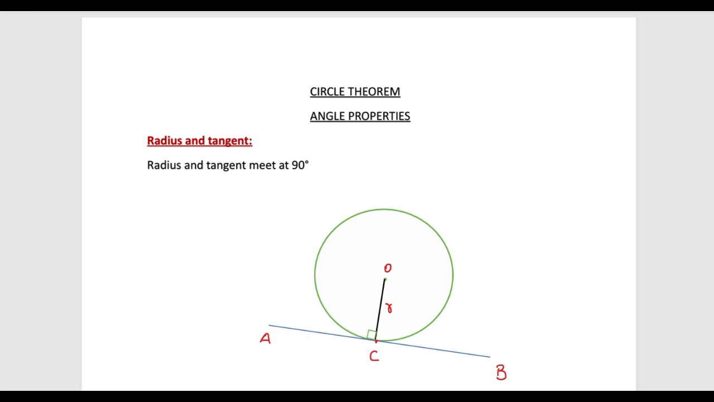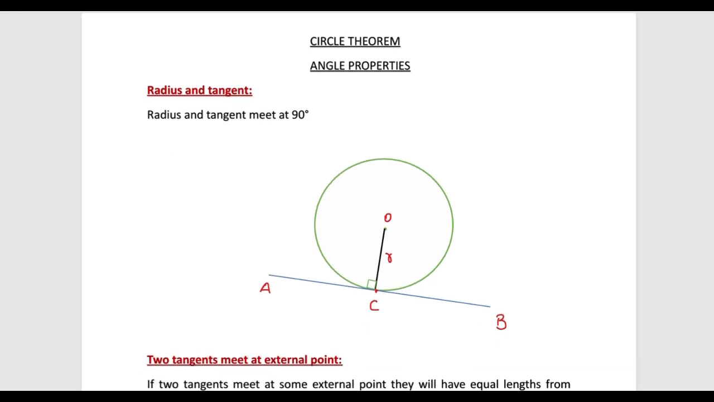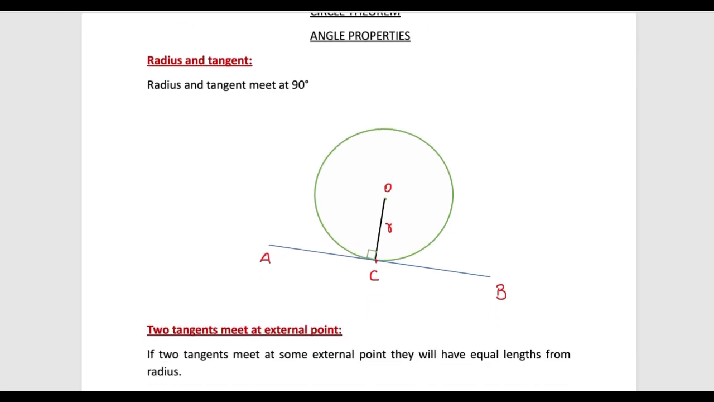So the first property is about radius and tangent, and this property says that a radius and tangent meet at 90°. That means when there is a tangent, that tangent is the line that touches the curved path at one point. So whenever a tangent passes through a circle and you extend your radius towards the tangent, they will both meet at 90°.